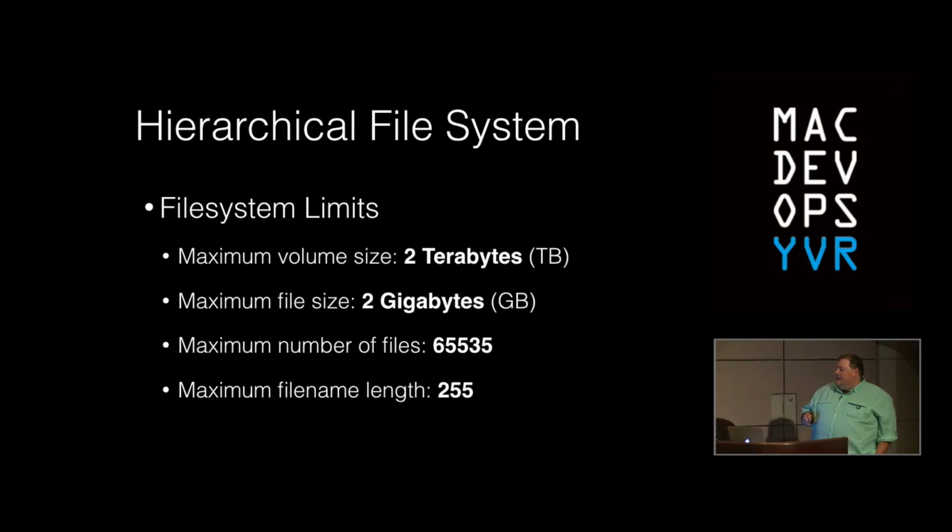So as mentioned, HFS had some limitations. Maximum volume size was 2 terabytes, though to be honest, back in the HFS days, I couldn't imagine having a 2 terabyte drive. Maximum file size was 2 gigabytes. I did run into that one. Maximum number of files, as I mentioned, is 65,535. Maximum file name length remains 255, though the Finder is still saying no more than 31 characters.